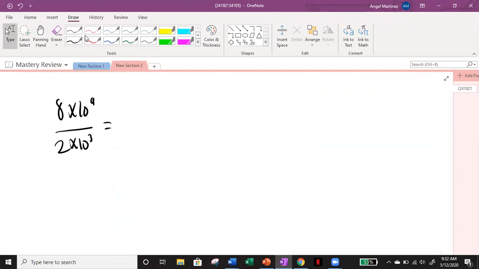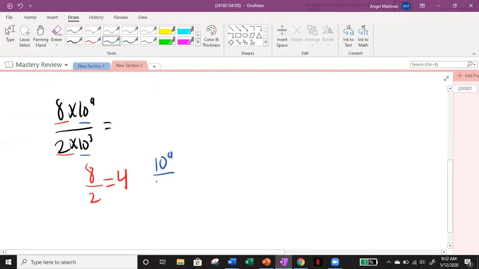So we're going to do these first, the whole numbers. So 8 divided by 2, which you should know is 4. Then we're going to do the exponents, which I'll highlight in blue.